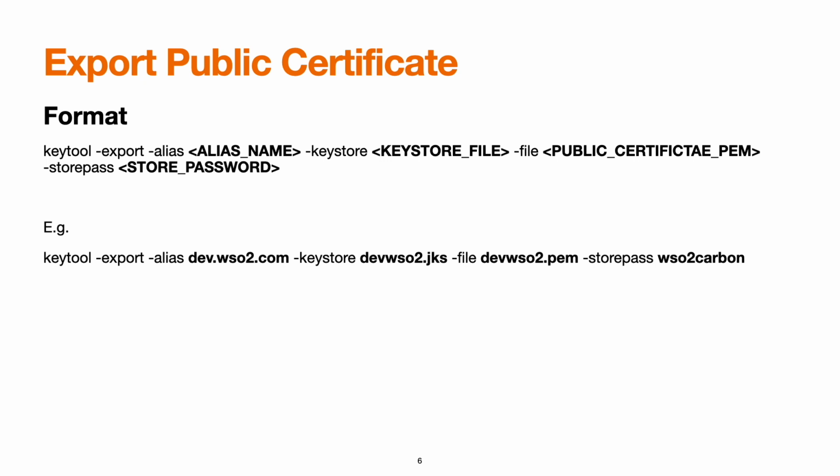So this is the format, like we have a keytool export command. We have to provide the alias name. This alias name should be the same as we have used in the previous step. Then we have to provide the key store file name, which is our JKS file, and the next is to provide the public certificate PEM file name, which is going to be exported, and the store pass. Okay, so with the help of this command we will be exporting our public certificate.